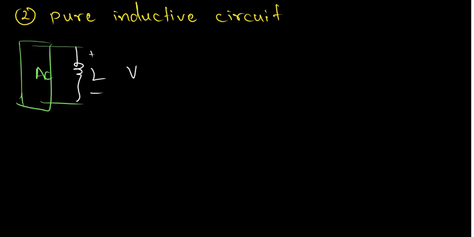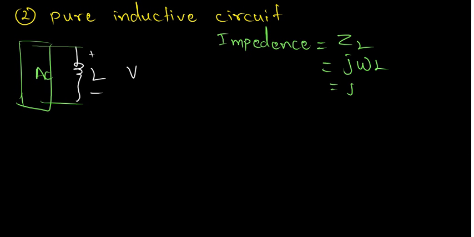So the impedance is only that of the inductor, ZL. You have to remember the impedance of an inductor is an imaginary part. The impedance of a resistor is the real part, but the impedance of an inductor is an imaginary part that we call j omega L. The j stands for the imaginary part, and omega we already know is 2 pi f. So this is the impedance of this circuit.